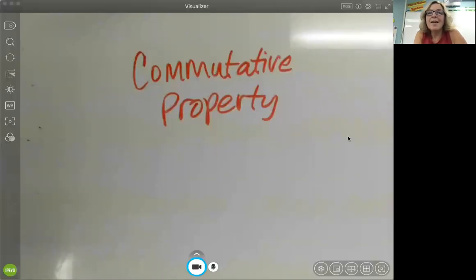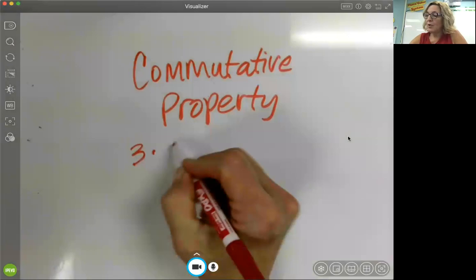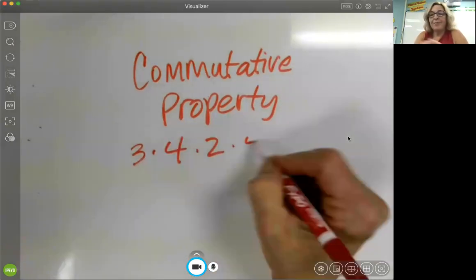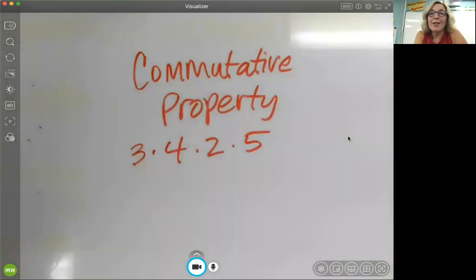Okay, so let's begin with just a quick review on the commutative property of multiplication. The commutative property says that when you have a bunch of factors, you can multiply them in any order. So say we had 3 times 4 times 2 times 5. It doesn't matter what order I do this in, right?